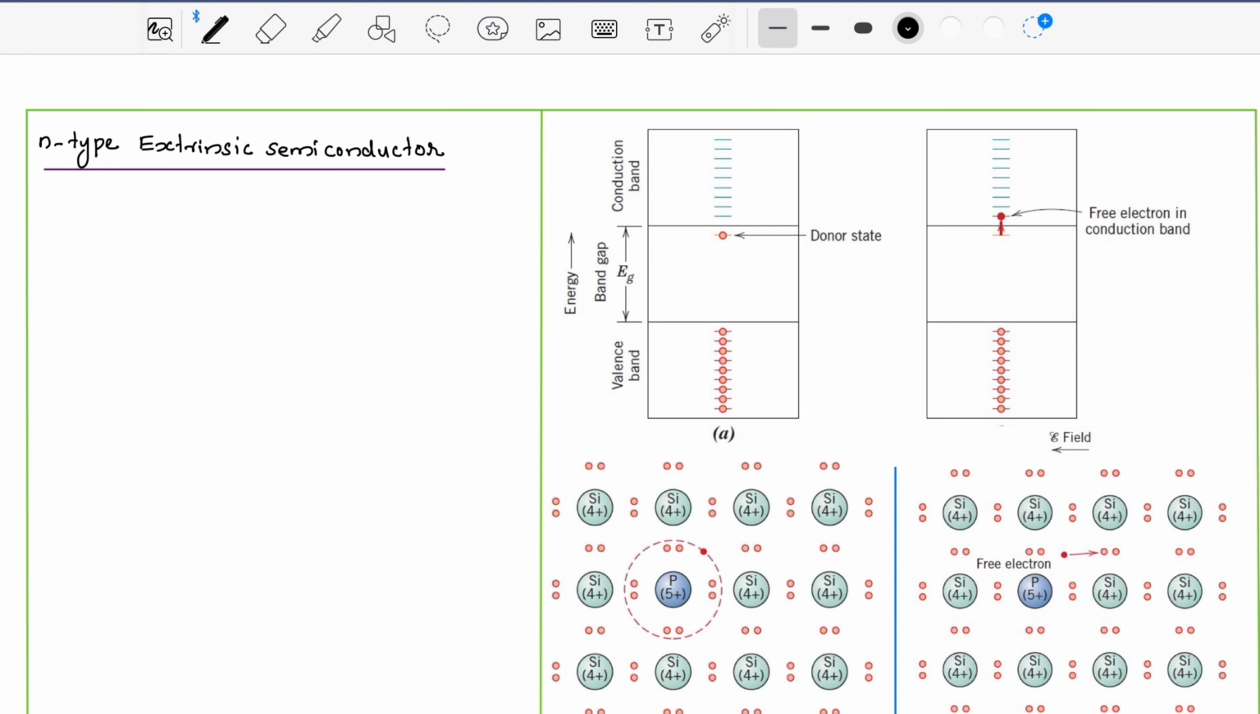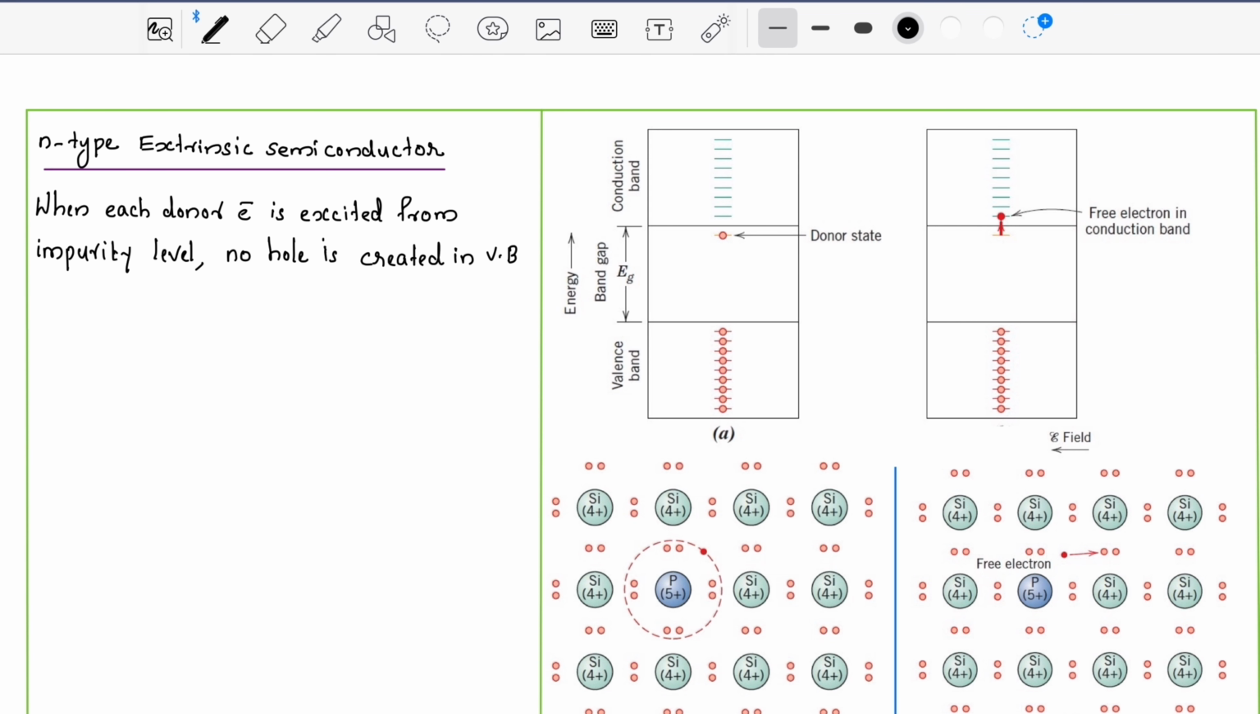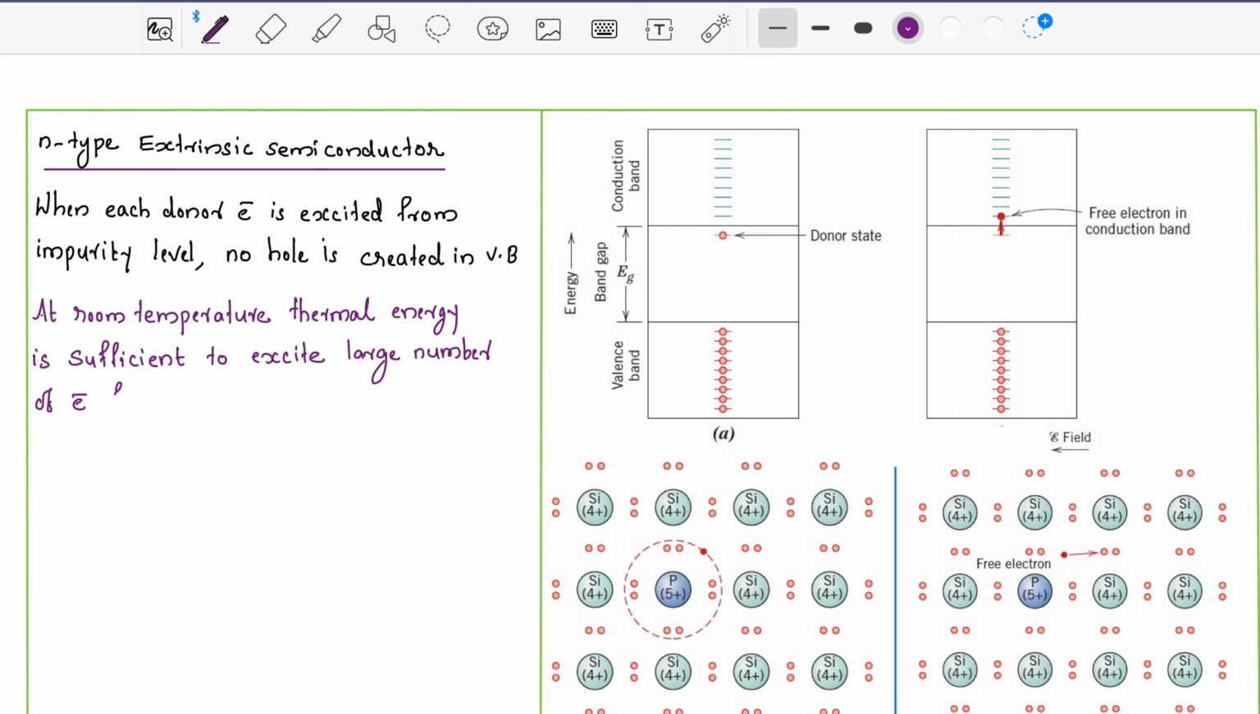Now consider the excitation events. When donor electrons are excited from the impurity levels into the conduction band, please remember that no hole is created in the valence band. Here the excitation is not happening from the valence band, therefore no hole is created in the valence band. Now the donor state is very close to the conduction band, therefore at room temperature a small thermal energy is sufficient to excite a large number of electrons from the donor state into the conduction band.